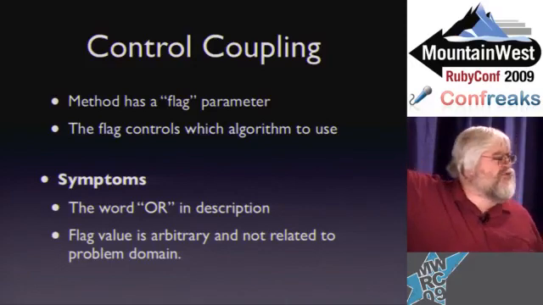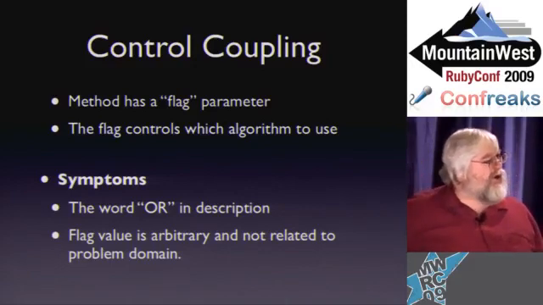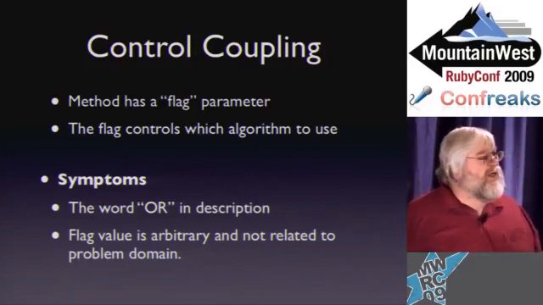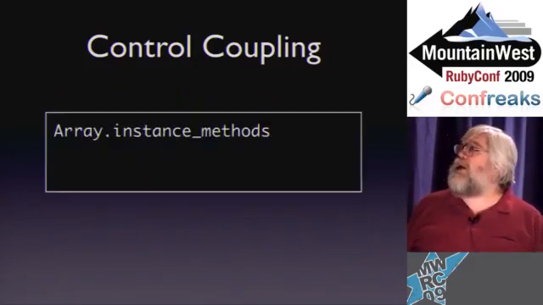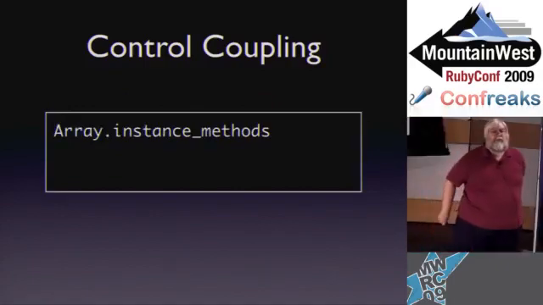And control coupling falls right in the middle of bad things. Not super bad, but not super good either. And truth is, we see a lot of control coupling in the code we look at today. For instance, instance methods. What does this method do?